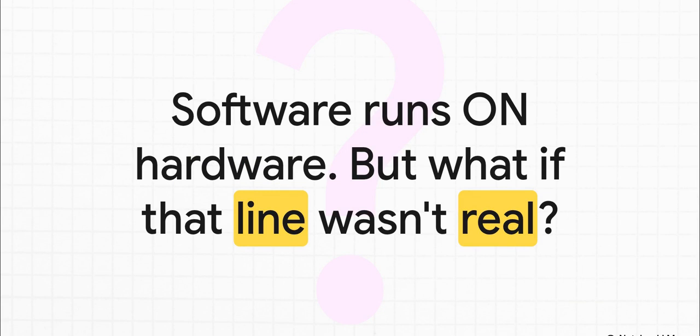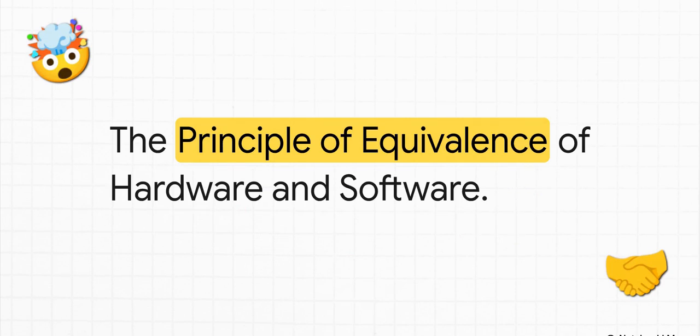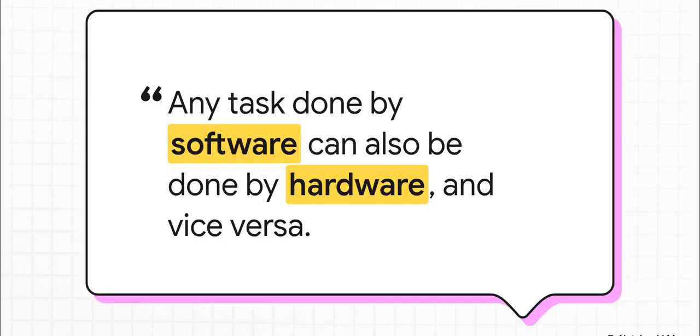Now, this all seems pretty simple, doesn't it? You've got the physical machine, and you've got the programs running on top of it. Easy. But what if I told you that that clean line we all draw between hardware and software, what if it's not real? What if it's kind of an illusion? And that brings us to the big secret, the core idea of this whole explainer. It's this really mind-bending concept called the Principle of Equivalence of hardware and software. Now listen to this, because it's a big one. It says that any task you can do with software, you could also do by building a specialized piece of hardware. And the other way around, anything a piece of hardware does could also be done with a piece of software. Basically, they're interchangeable, assuming, of course, that speed isn't a concern.